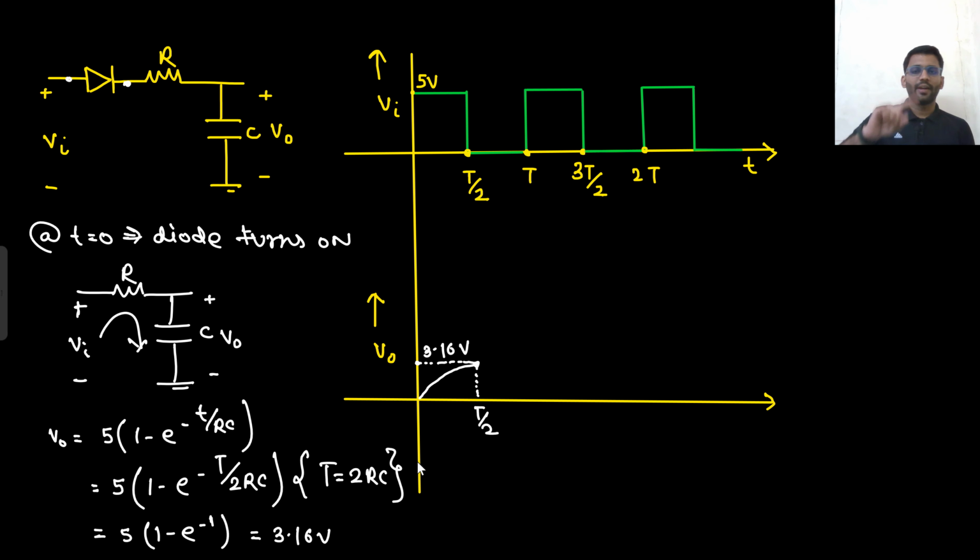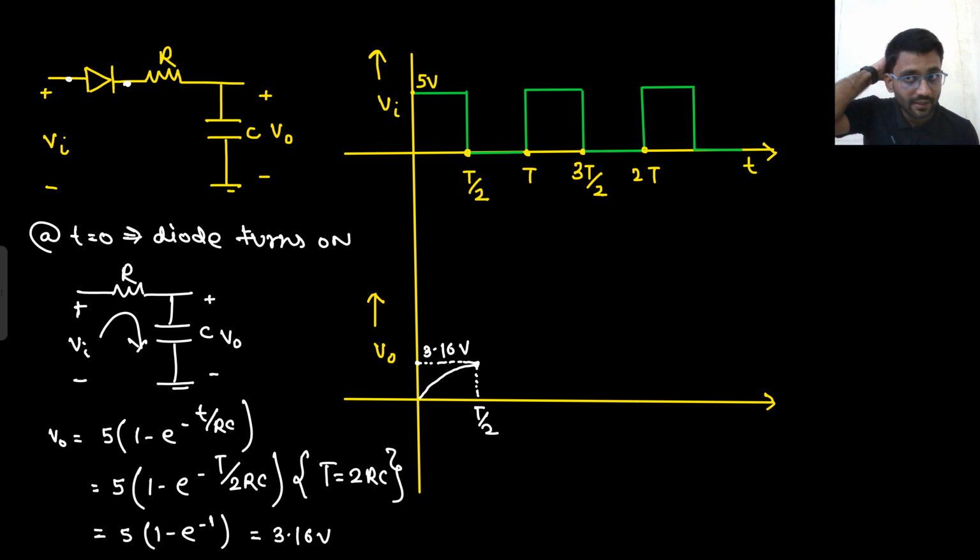Now at t equals T by 2 plus, what is happening? At t equals T by 2 plus, the input is gone. That means this side is shorted. This side is 0. Now the diode is there in this direction only.